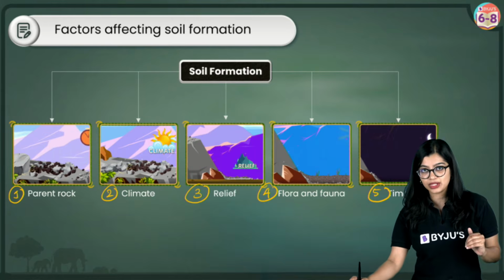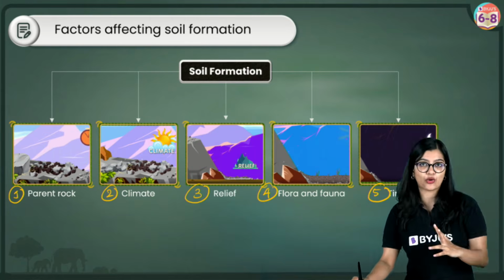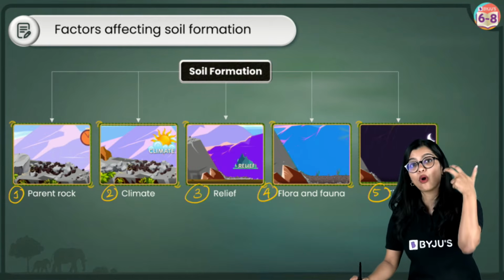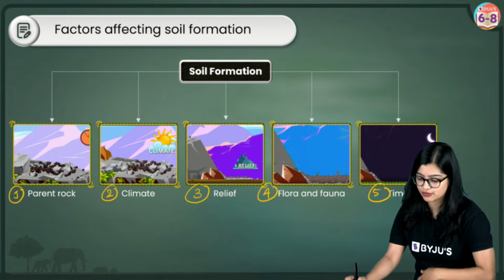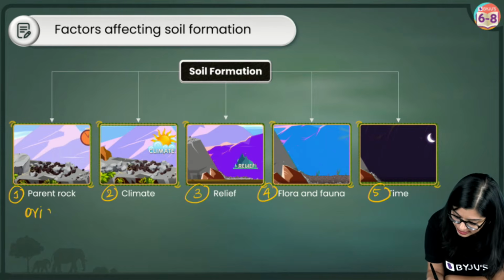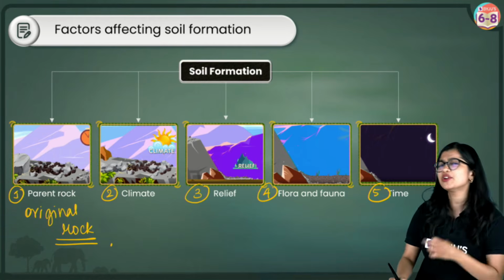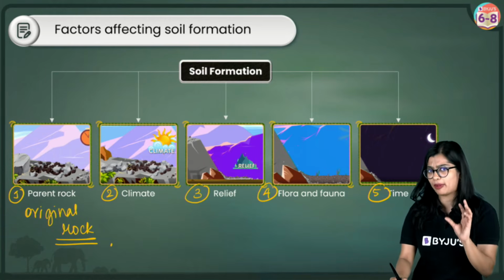So let's get started with the first factor, which is the parent rock. From the name itself, parent rock means that this is the original rock from which your soil is formed, right? So this is the original rock from which your soil is formed, or you can say the younger rocks come from your parent rocks.